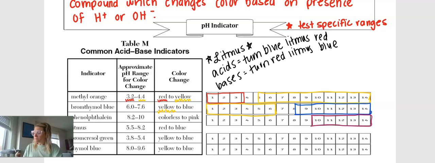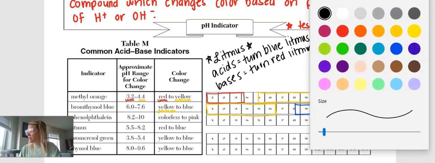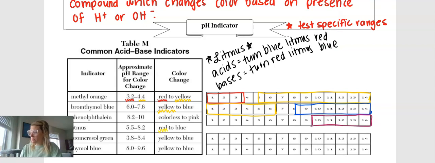Okay. Next, we have Bromcresol green. Bromcresol green is going to have a yellow to blue change. So 3.8 and lower, it's going to be yellow. And for blue, it's going to be blue above 5.4. Okay, so 5.4 and higher, it's going to be blue.